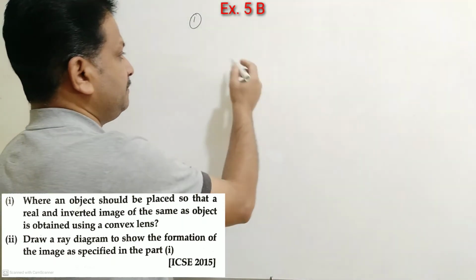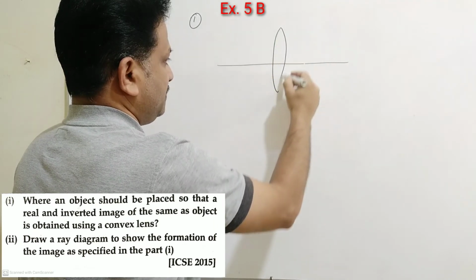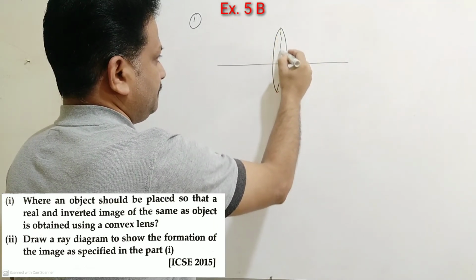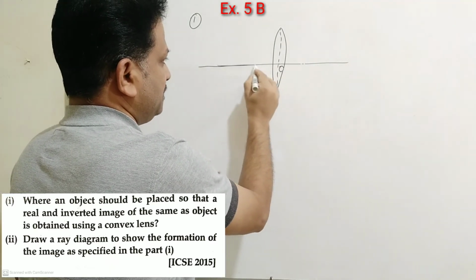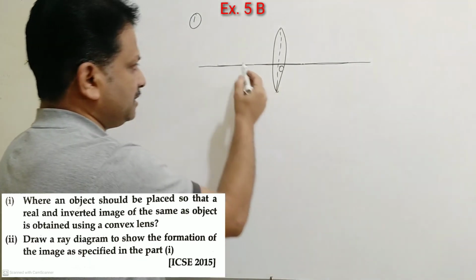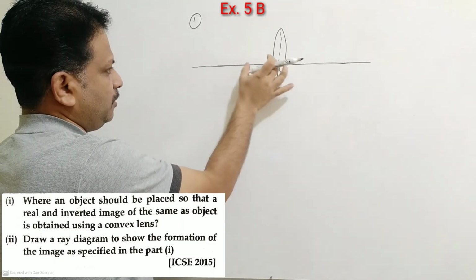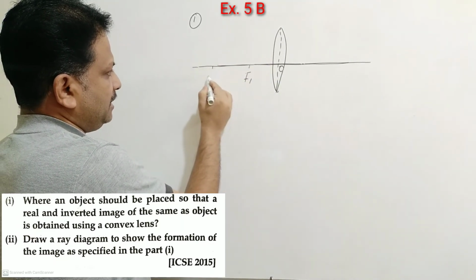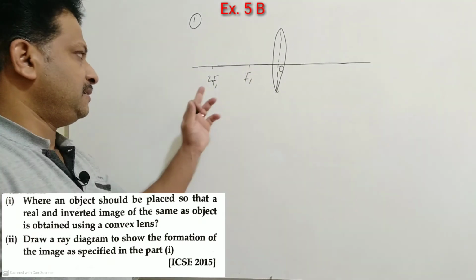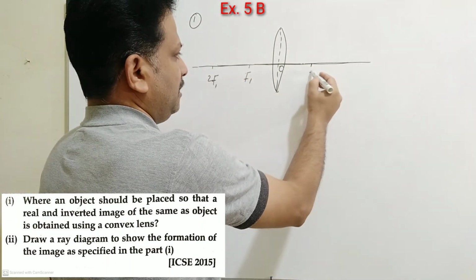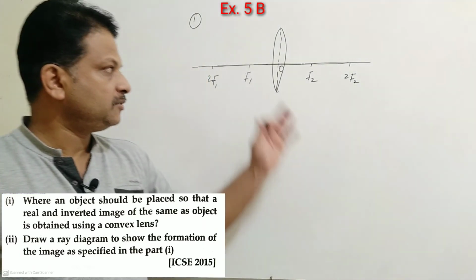So let us try to complete it. First of all, let us draw a convex lens, mark its optical center. A ray of light passing through the optical center passes undeviated. We call this the principal axis. Let's mark f1, the first focus, and equidistant from it we can mark 2f1, the center of curvature. On the other side we have f2, and equidistant from it we have 2f2. Clear? So that part is over.